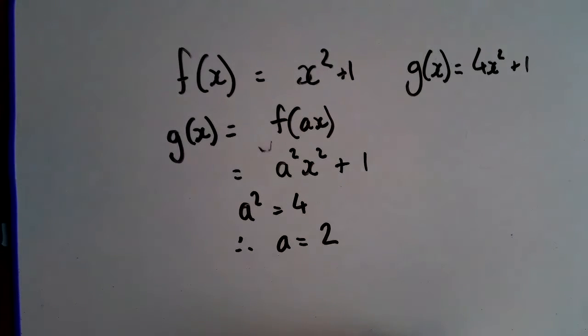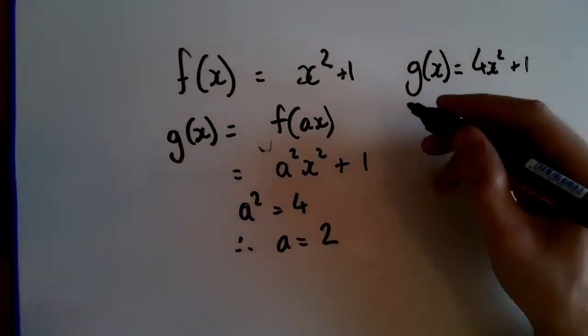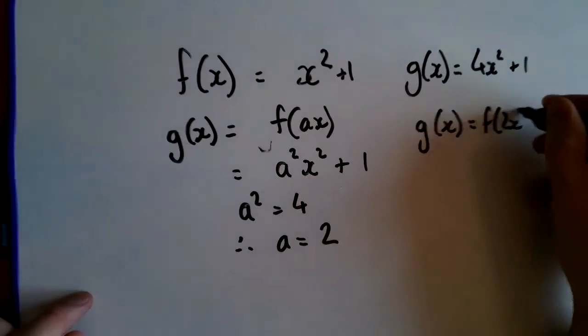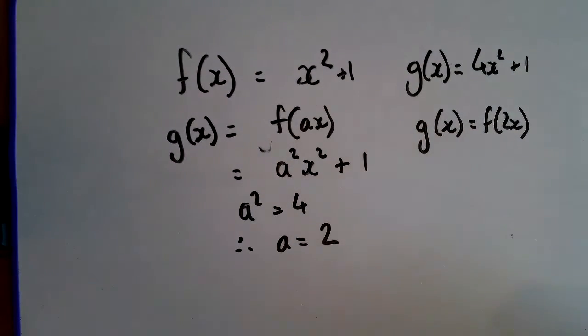Yeah, I guess you could have -2 as well. Yes, so that's how we do those ones. So then you would say that g of x is f of 2x. So to stretch in the x direction, scale factor of half.